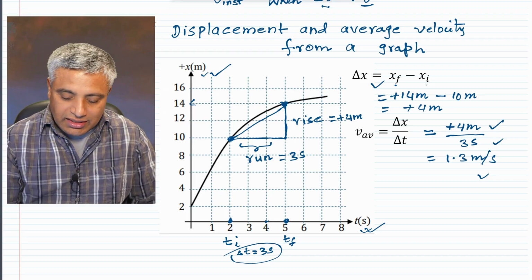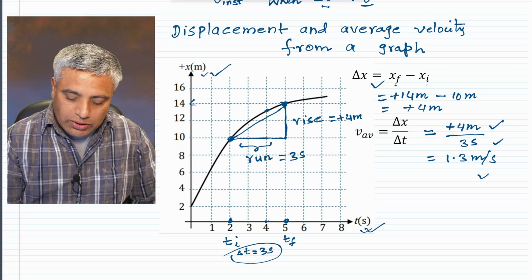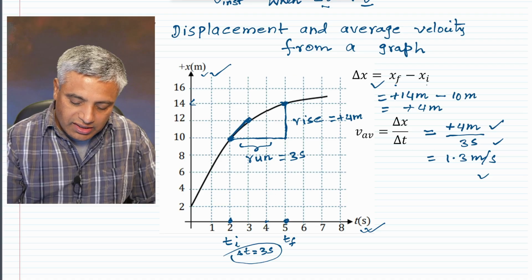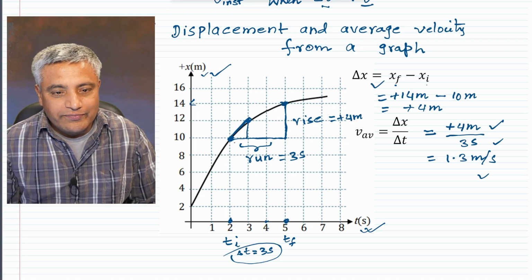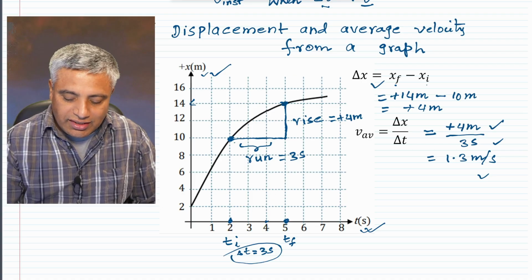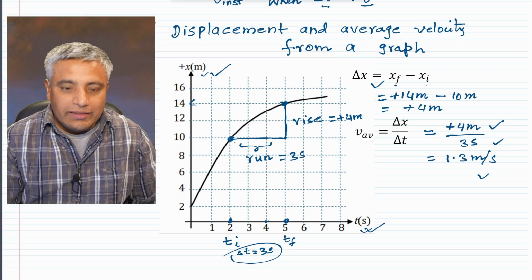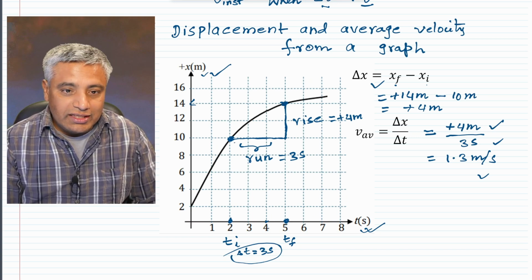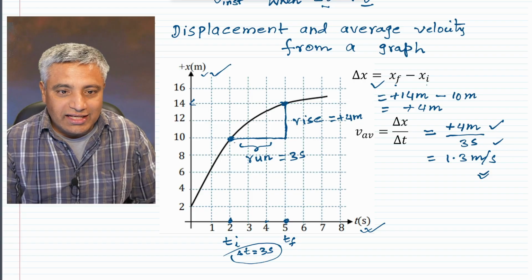As you can see, if I were to find, let's say, the slope of these two lines, their velocity is going to be different. So velocity is changing here. Okay, so if I were to calculate instantaneous velocity, that would be different than this 1.3 meters per second.